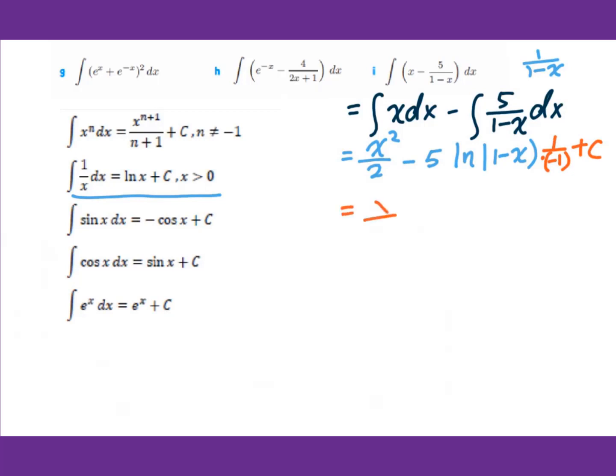So you have x squared over 2, plus, negative will be positive, then 5 natural log of absolute value of 1 minus x plus c.